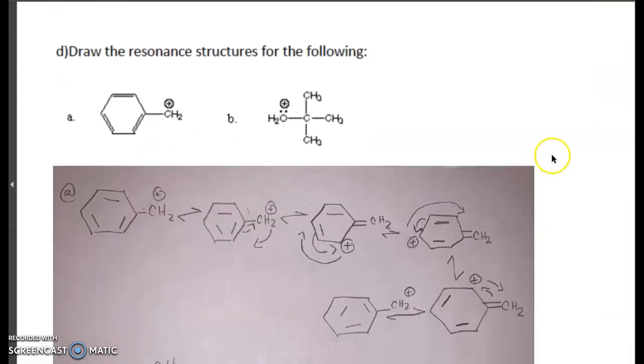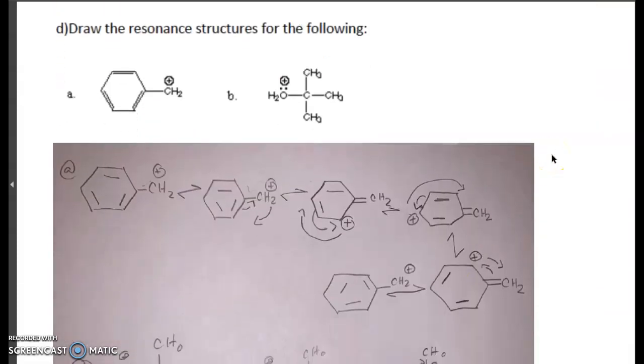The next one says draw the resonance structures of the following. As you can see, use the pattern. I have been doing a lot of resonance structures, which is good because it's probably one of my weak points. So we have this benzene ring here with the methanol. As you can see, there's a positive charge there. As you go to the next structure, you have to remember to go from a negative to the positive.